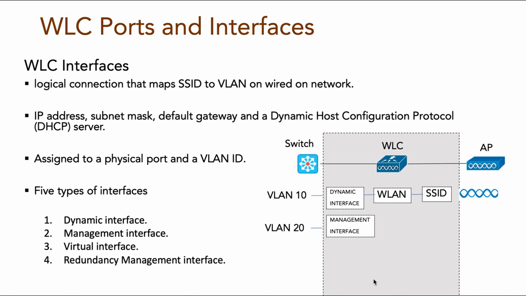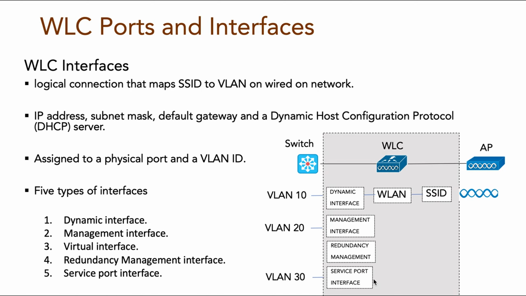Then we have the redundant management interface. This interface includes the management IP address of the redundant WLC that is part of a high availability pair of controllers. The active WLC uses the management interface address while the standby WLC uses this redundancy management address. Then we have the service port interface. This interface is bound to the service port and is used for out-of-band management.